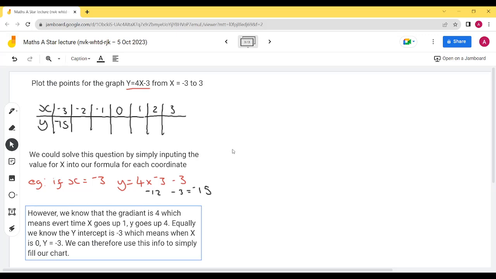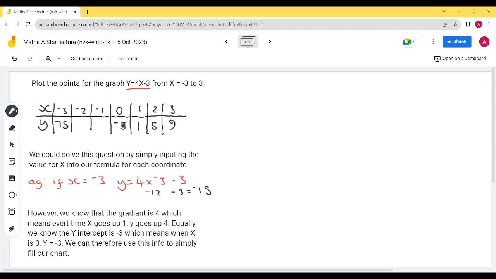Because we know, first of all, we can start with the y-intercept. Well, when x equals 0, y equals minus 3. That's what the y-intercept means. Well, obviously 4 times 0 minus 3 equals minus 3. And then we know that when x goes up, y is going to go up 4 for every time x goes up 1. So if x equals 1, minus 3 plus 4 equals 1, plus 4 equals 5, plus 4 equals 9. In the other direction, we'd have to take 4. So minus 3 take 4 is minus 7, take 4 is negative 11, and if we took 4 again, we'd get to negative 15, which we'd already done.